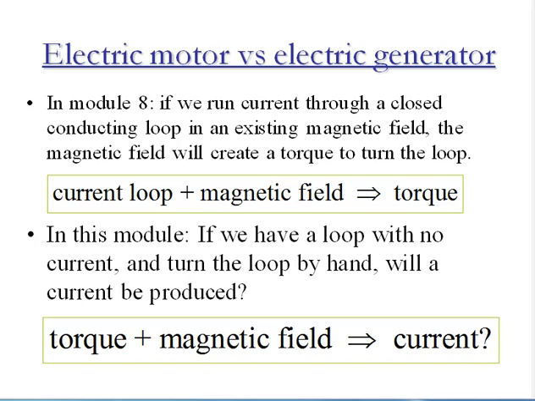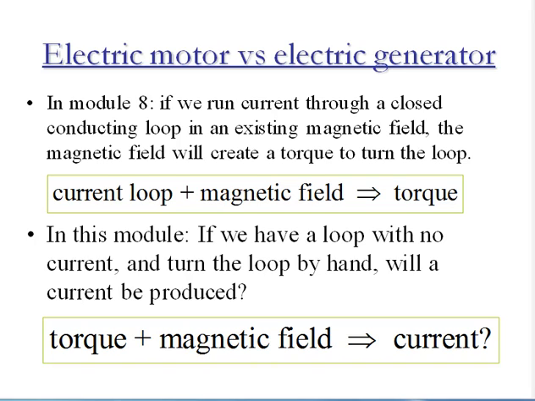So in Module 8, we learned if we run a current through a closed conducting loop, it has to be closed or a current won't flow unless it's a closed loop. But if it's flowing through a closed loop in an existing magnetic field, a magnetic field produced by something other than the closed loop, then that magnetic field is going to create a torque to, in fact, turn the loop. So if we have a current loop and we add to that a magnetic field, we get a torque. Well, that's an electric motor.